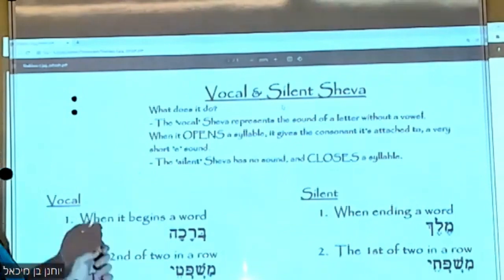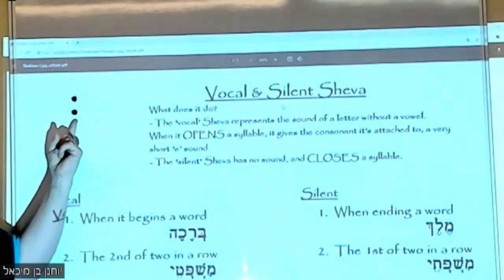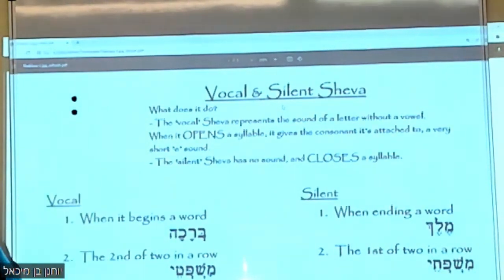All right, so we have this mark here, and this is what we call the shva. Now, it can come in one of two flavors, vanilla or chocolate. It can come in one of two flavors, either vocal or silent, right? But there are rules to know whether it's vocal or silent. There are typically 4 rules for each one. But what's funny is the rules actually mirror each other.